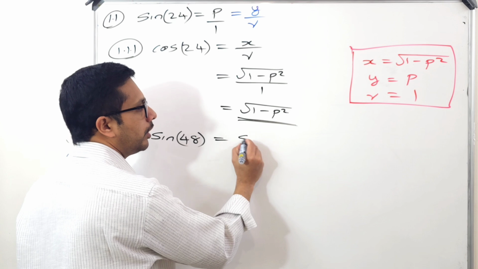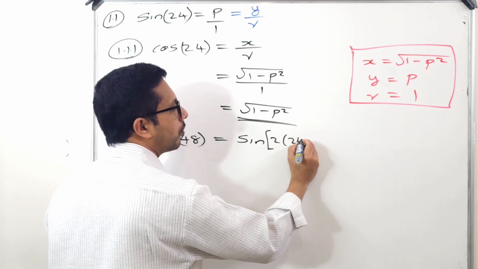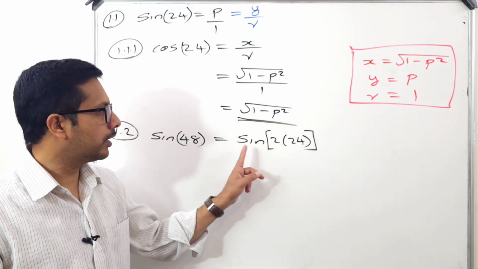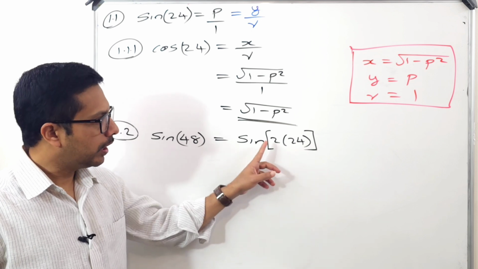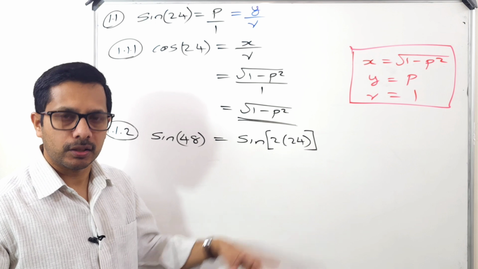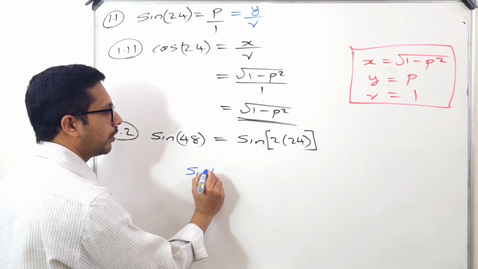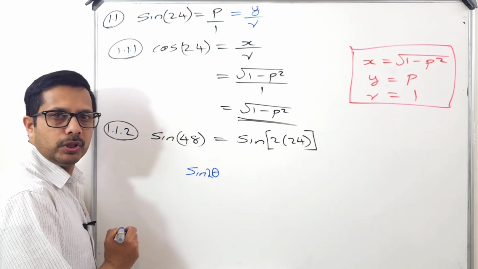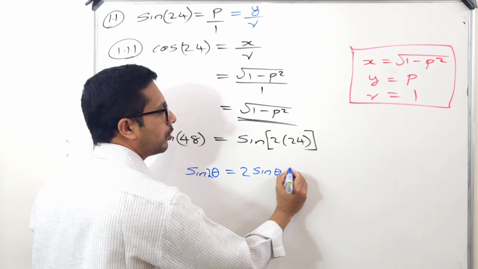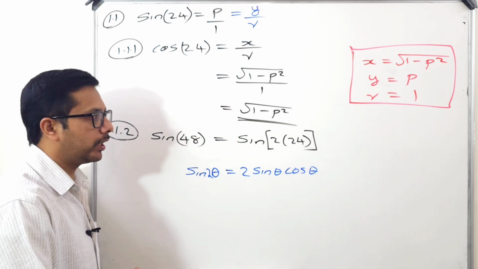You know, sine 48, you can write it like this: sine of 2 times 24. Am I right? What is 2 times 24? 48. That is sine 48. Am I right? Okay. So is this not a double angle formula, sine of 2 times theta? So you studied a formula like this, sine 2 theta, the double angle formula. What is that one? Sine 2 theta, what is the formula? 2 sine theta cos theta. Am I right? Okay, sine 2 theta is 2 sine theta cos theta.